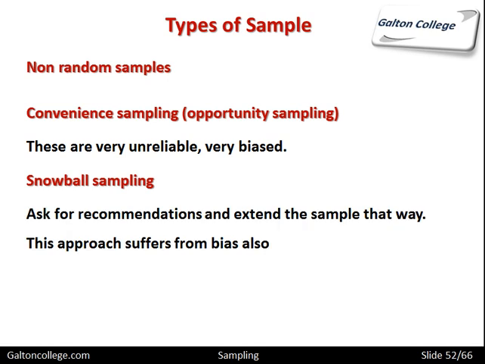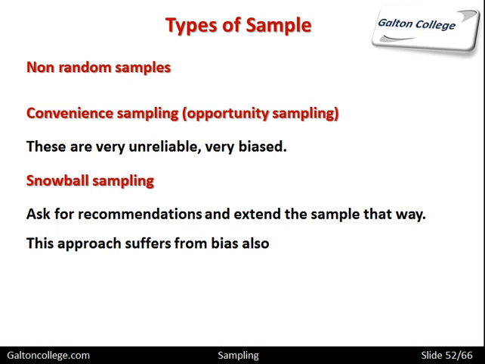Simply ask recommendations and extend the sample that way. It also suffers from bias. So snowball sampling could be, I'll ask my friend, and then I ask my friend if he or she has got some friends, and would they be willing to help me? And if yes, then I go and ask them. Then I ask them, have they got some friends, and could they help me? And so on and so on.